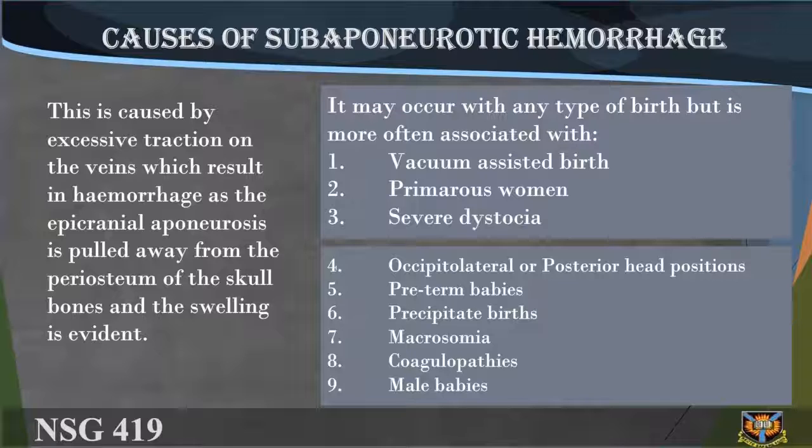It may occur with any type of birth, but it is more often associated with vacuum-assisted births, primiparous women, severe dystocia, occipitolateral or posterior head positions, preterm babies, precipitate births, macrosomia, coagulopathies, and male babies.